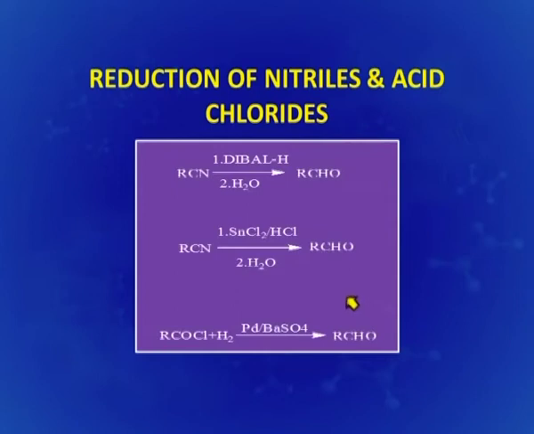And the next one is the reduction of nitriles and acid chlorides. Nitriles on reduction with DIBAL-H, that is diisobutylaluminum hydride, followed by protonation, give rise to aldehydes, and nitriles are also reduced by tin chloride or stannous chloride in the presence of HCl, followed by protonation, to give aldehydes. And the third one is acyl chlorides or acid chlorides, which on reduction in the presence of palladium as well as barium sulphate give rise to aldehydes.